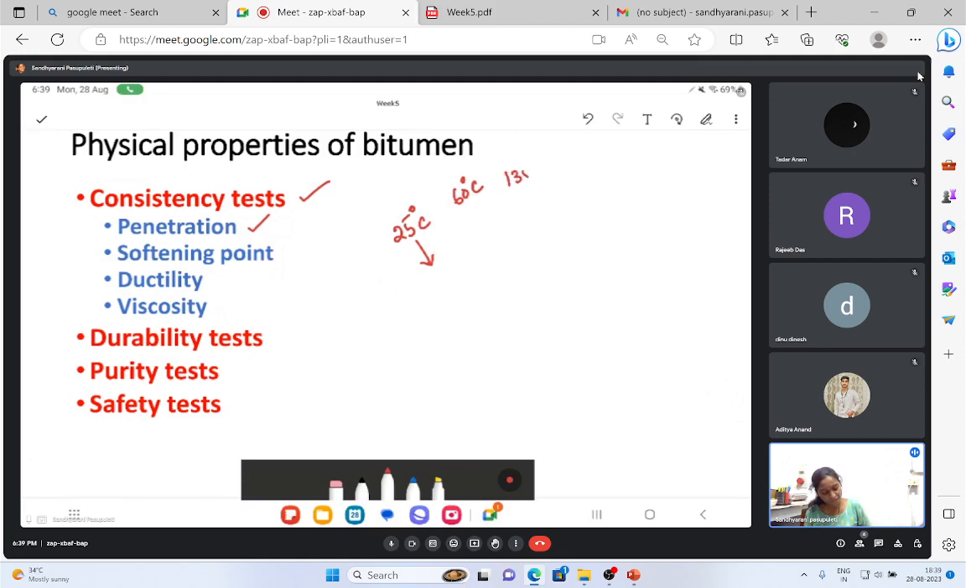And 135, 165, these are the mixing and compaction temperatures. Okay. So softening point, which we perform at 60 degrees, is a different temperature. And ductility we perform at 25, and the viscosity we perform at multiple temperatures, 60, 135 and 165. So these are the four kinds of tests to understand the consistency of the bitumen.